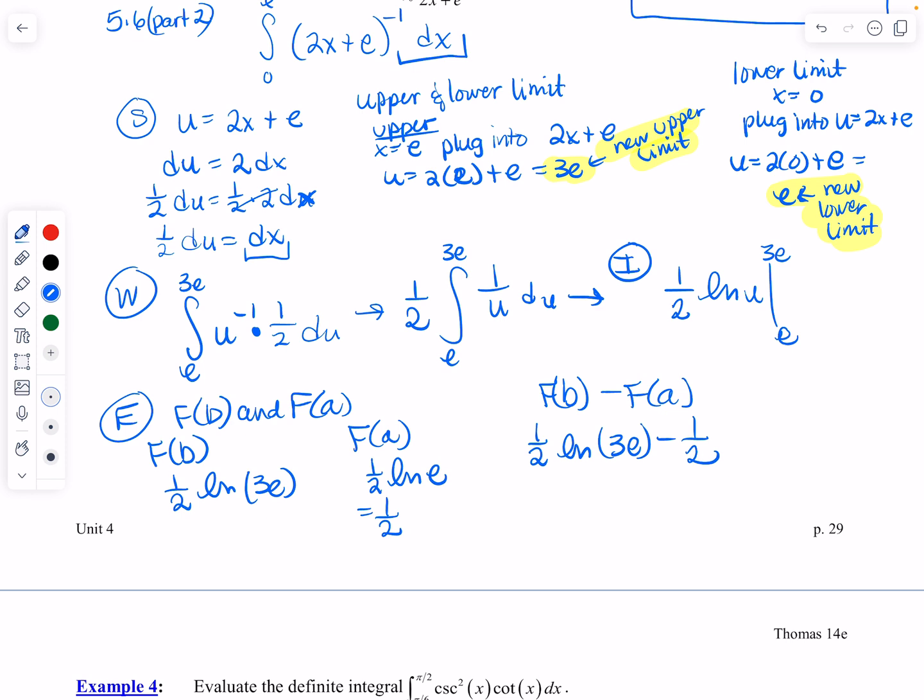Okay? So go ahead and put that in your calculator. Let's figure out numerically what that equals. So I'm putting 0.5 times ln of 3e and then I'm subtracting off 1/2. And I got 0.55 when it's rounded. Okay, all right, so that's how you do that problem.